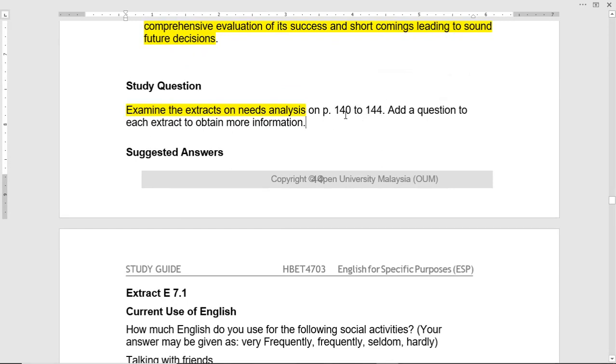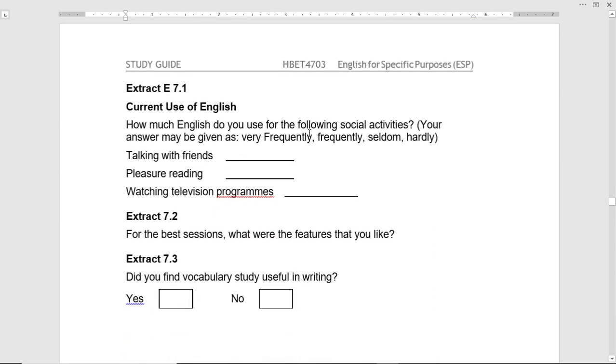These pages are actually from the textbook that is assigned for you. So we'll try to get the textbook and you will be able to read some of the extracts. Okay, thank you. So this is about needs analysis, though the discussion here is very brief. You have to prepare your assignment, so prepare a needs analysis form and attach it to your assignment. That is the first part.